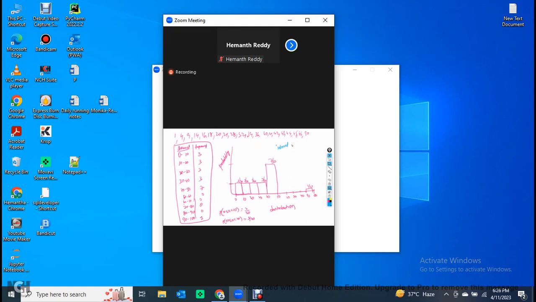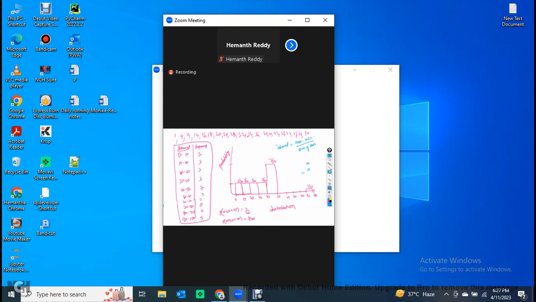The interval is calculated as the maximum value minus the minimum value, divided by the number of bars, whatever number of bars you want. So here I have taken the maximum value as 100 and the minimum value as 0, divided by 10, so I got an interval of 10. In your data set, whatever the maximum value is, that should be your maximum value. You can't just select it arbitrarily.